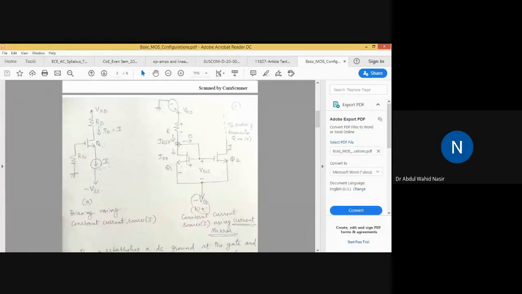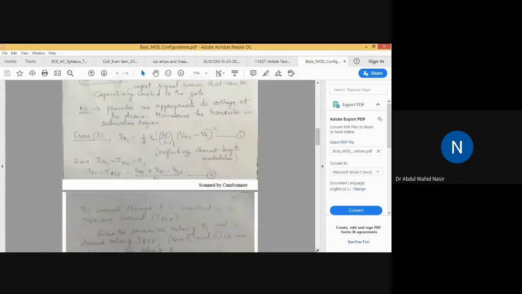At this junction, if you apply KCL, Kirchhoff's current law, what will happen? I reference is equal to the current going to the gate terminal plus ID1. Now the current going to the gate terminal, IG1, is 0. So I reference will be 0 plus ID1, or I reference will be equal to ID1. Clear?